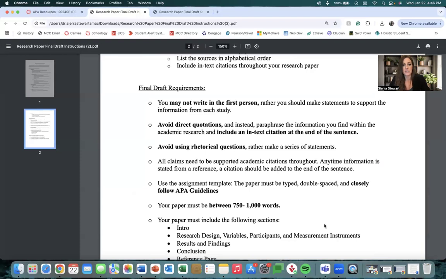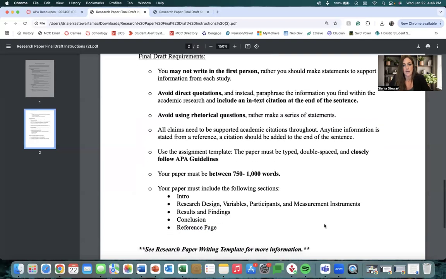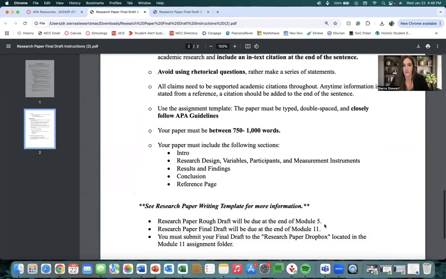And then you're going to use the assigned template. So you have to make sure that you're using the template that I provide, which I will show you what that looks like. And everything's already laid out for you in APA, which is the right font size, it's double spaced, all that good stuff. Your paper should be between 750 and 1,000 words, and your paper should have these different sections. Again, it's already outlined for you, okay?